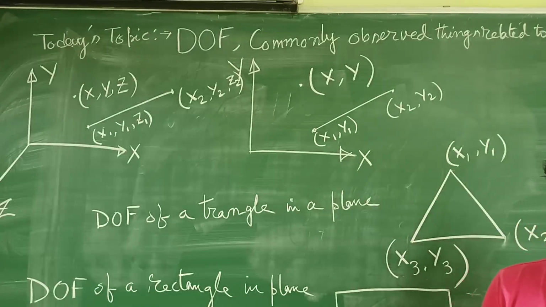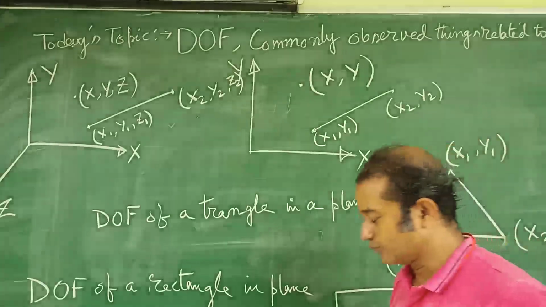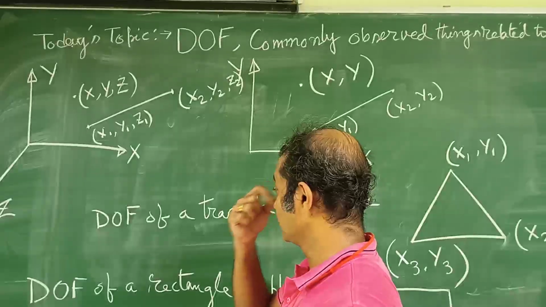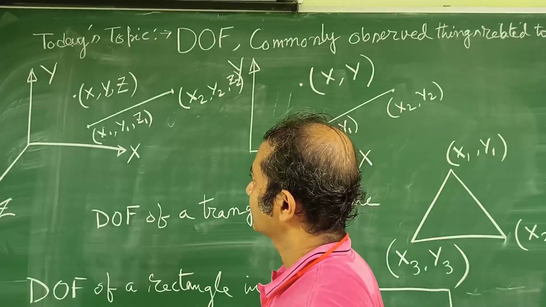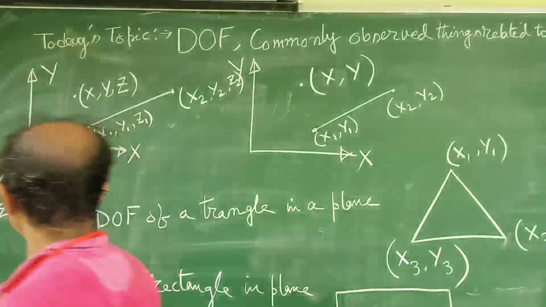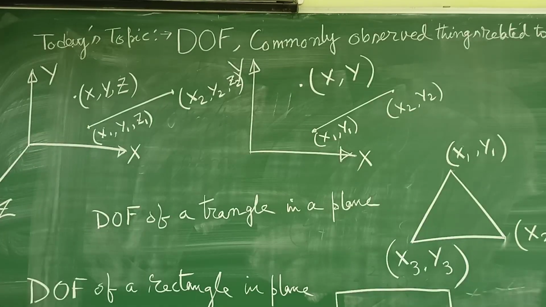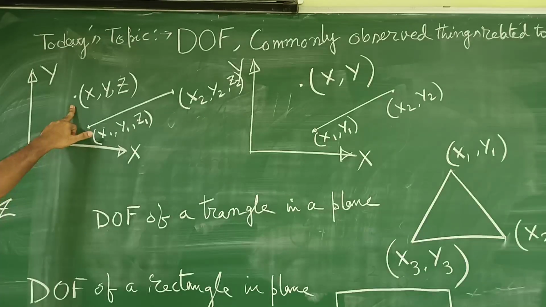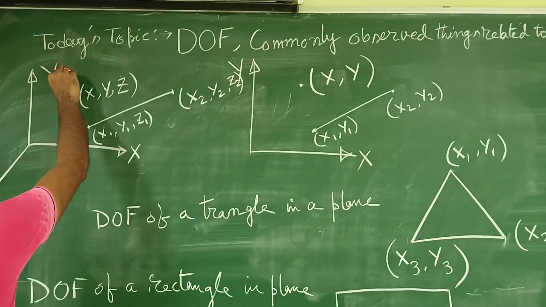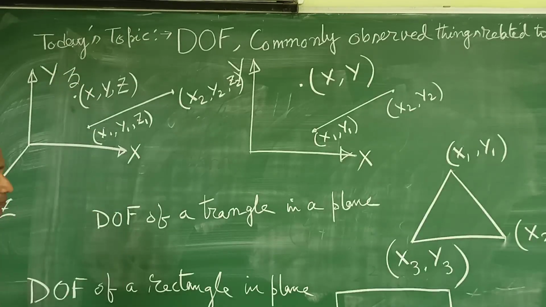Please note that degrees of freedom, as we discussed in our last class, is the configuration which is possible. For example, if you consider a point in three-dimensional space, you need x, y, z, and these capital X, Y, Z are independent of each other, so that accounts for 3 degrees of freedom. So a point in three-dimensional space has 3 degrees of freedom.